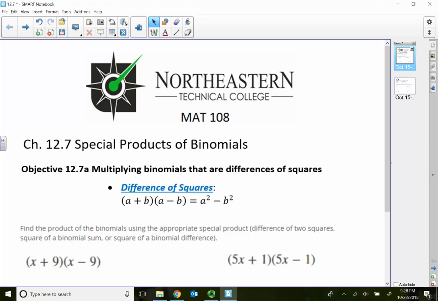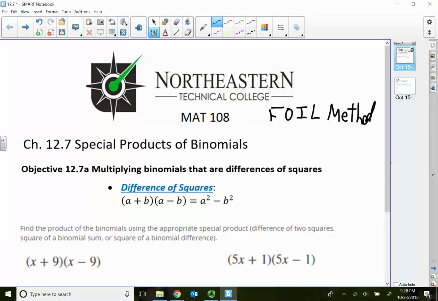4.7 Spatial products of binomials. So last time when we talked about FOIL methods, when it comes to two terms times two terms, the FOIL method is actually considered what we call the spatial products. Okay, so what is the so-called spatial products?